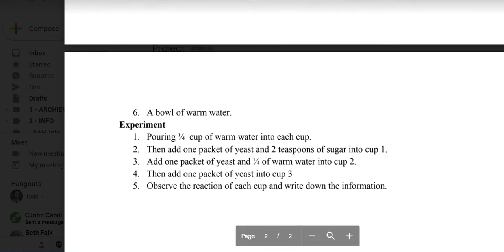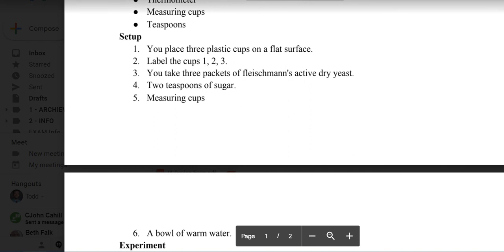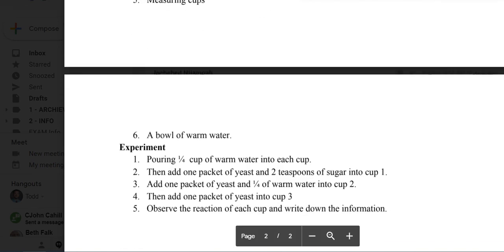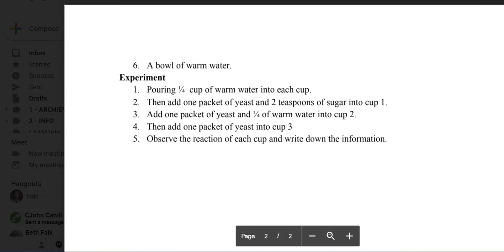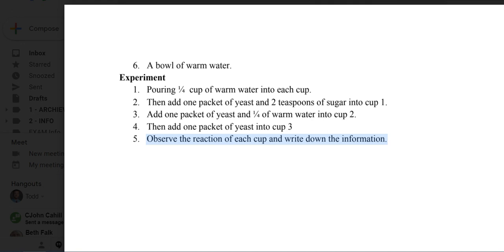So it looks like here we're preparing the cups. You might want to make a whole separate step on how to prepare the cups, but this hasn't got us into the actual experiment yet. What are we doing for the experiment? The thing that really matters here is this very last thing, but it's not touched upon. It says observe the reaction. But what am I observing and how? And it says write down the information. What am I writing down?